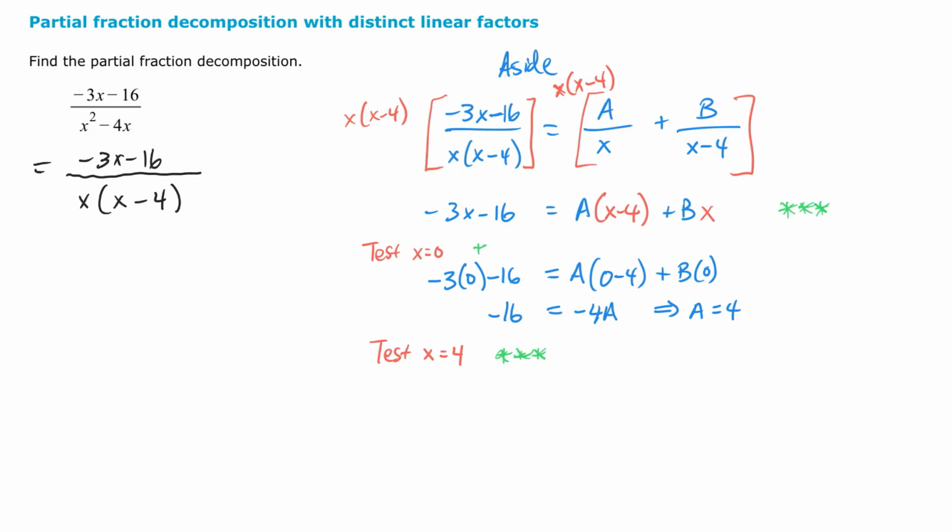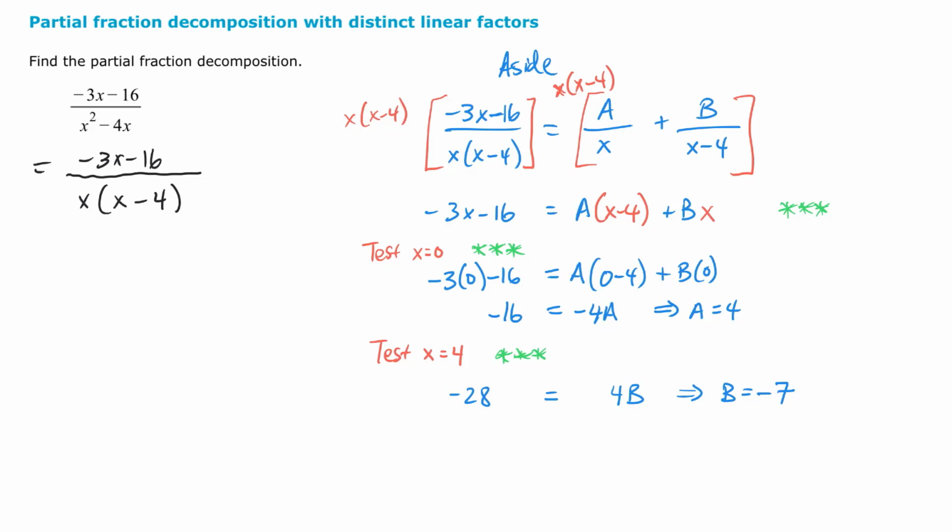The previous step, you tested x equals 0 in triple star. If you test x equals 4 in triple star, what do you get now? You get negative 28 is now equal to 0 plus what? 4b. So what does b have to be? b must be negative 7.